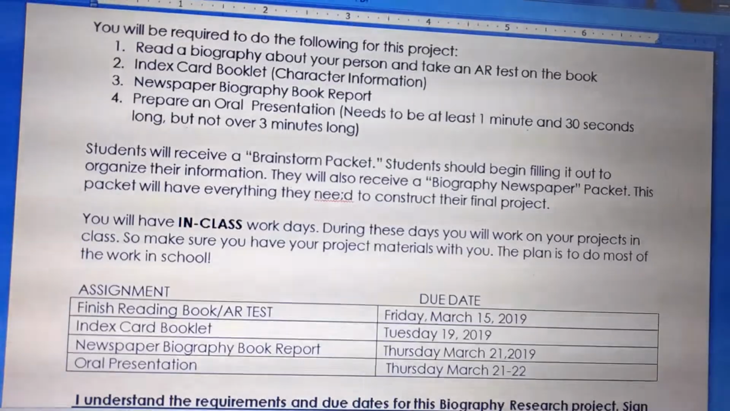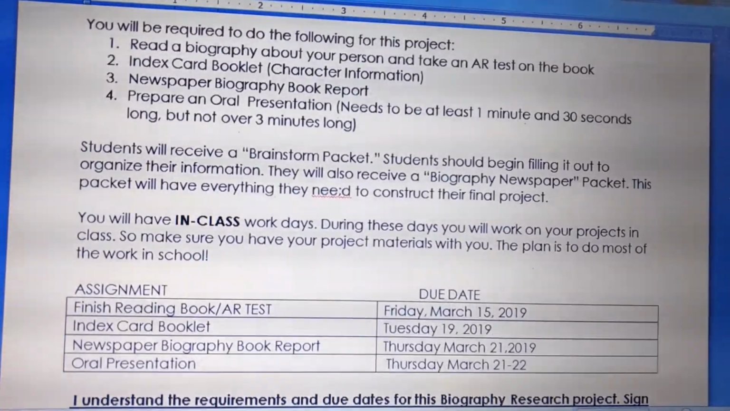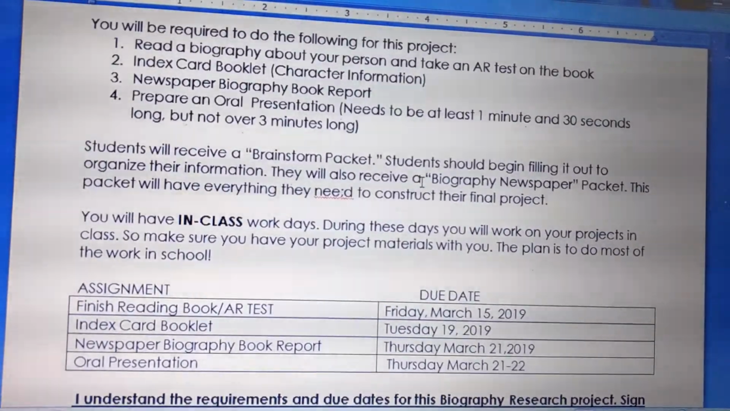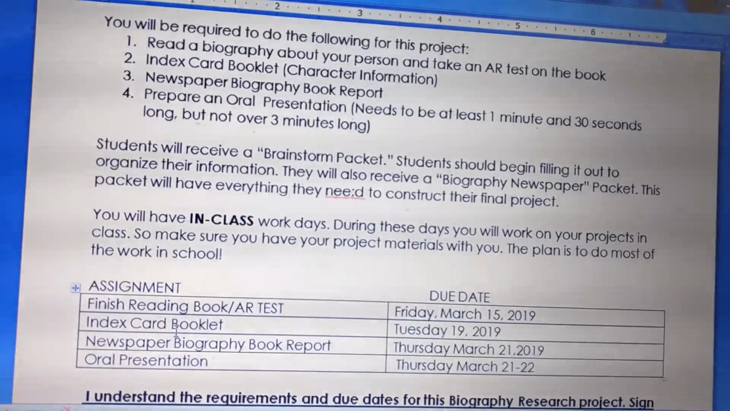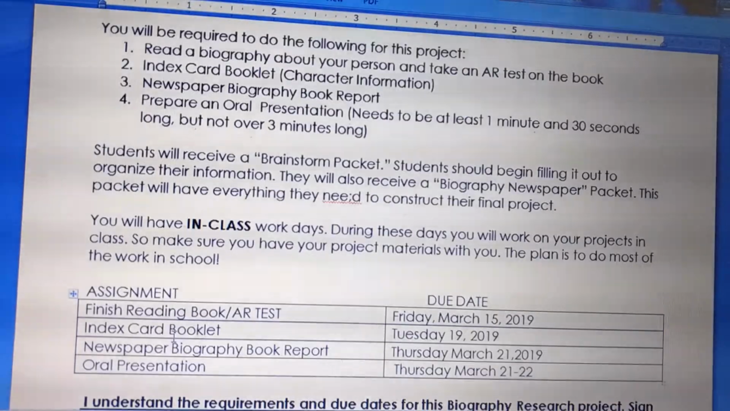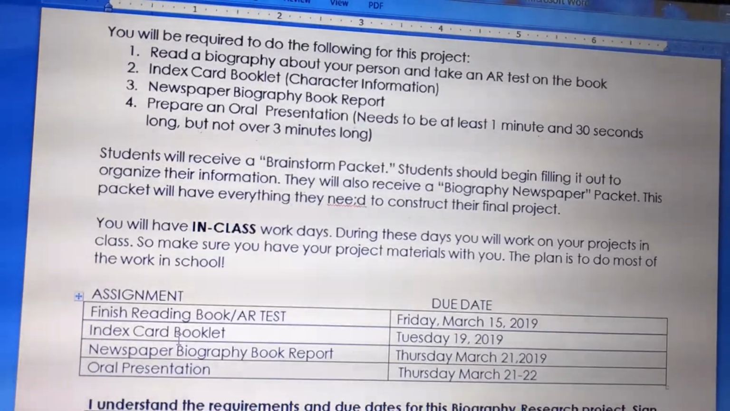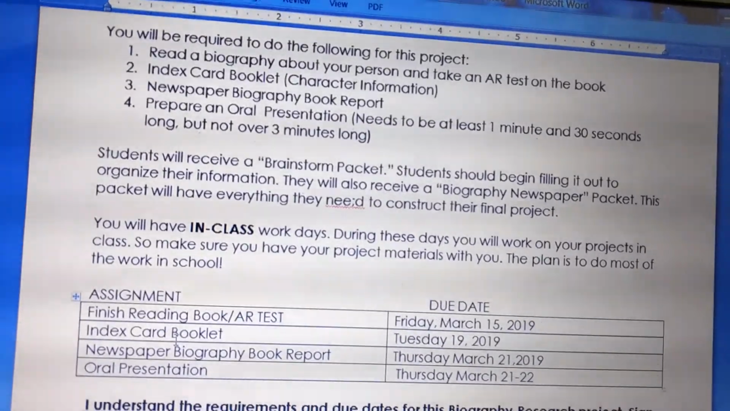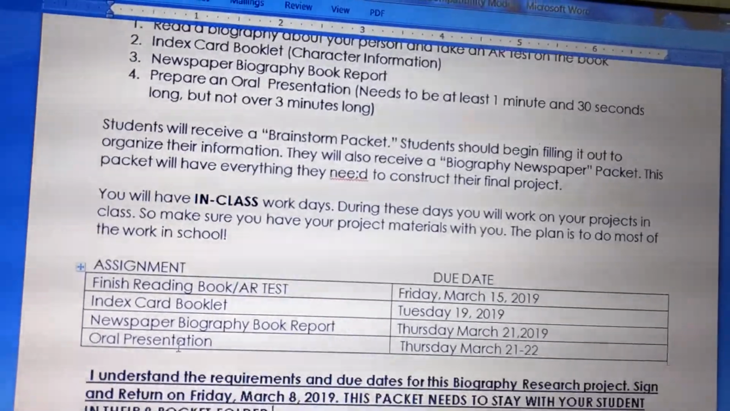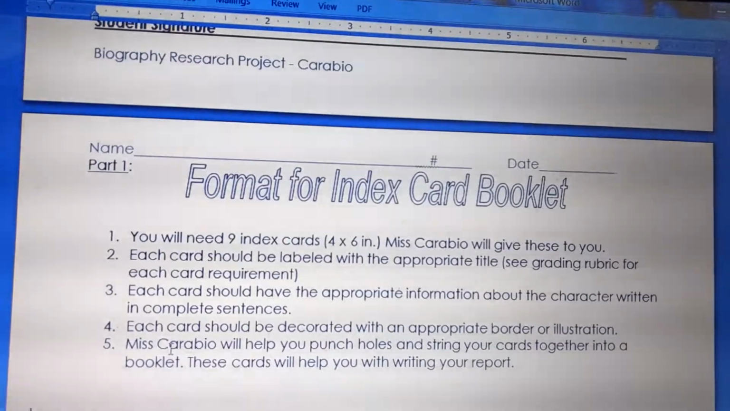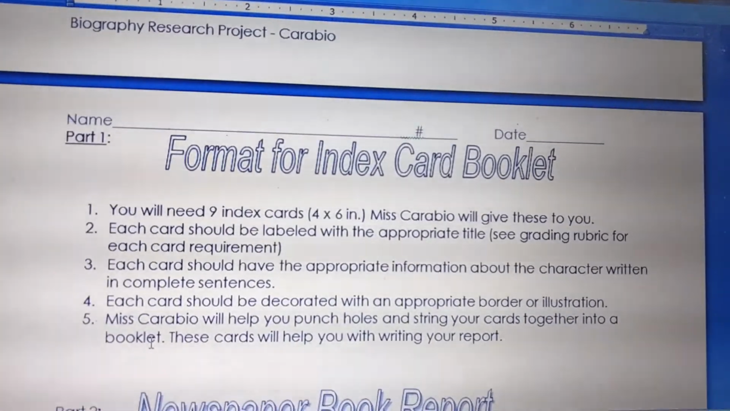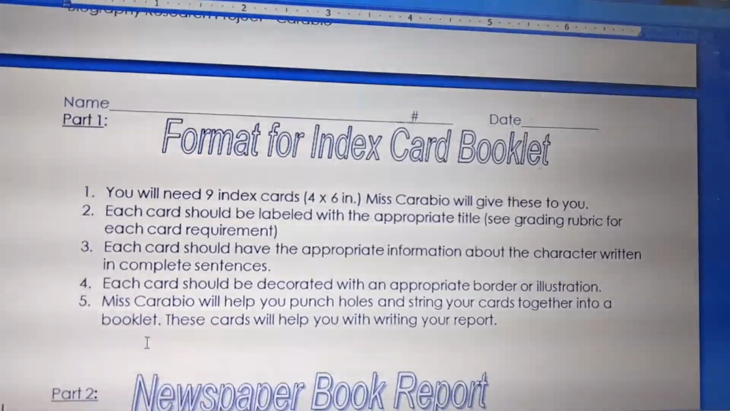Okay. So we are currently working on their index card booklet right here. So it's due next week on Tuesday. Tomorrow they should be done reading their first book and take an AR test by Friday. So that's tomorrow. So the first thing that we're looking at is the index card booklet. Okay, if we read all these.